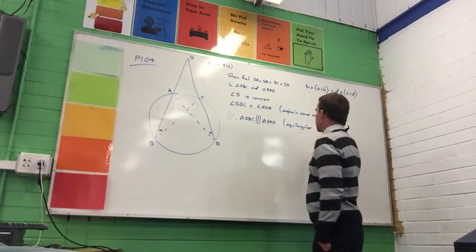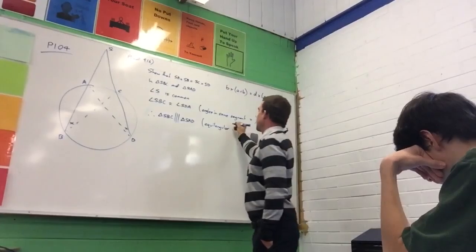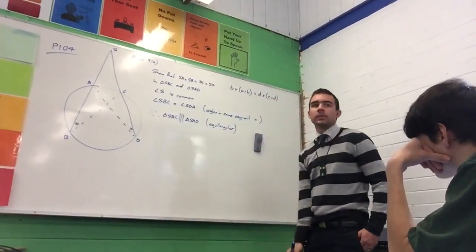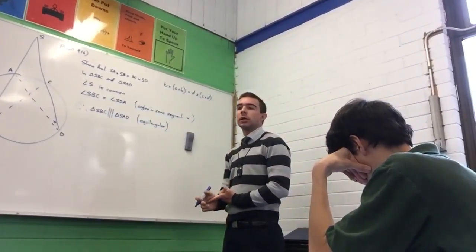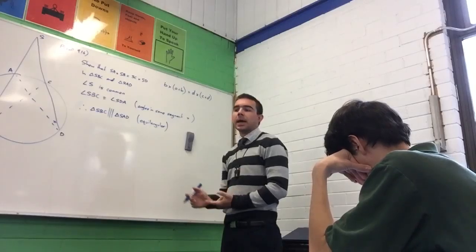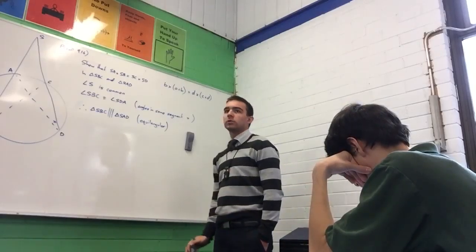Which is equiangular, okay? Which means all three angles are equal. So to show similar triangles, you need to show the sides in the same ratio, okay? Or you show that the angles are equal.